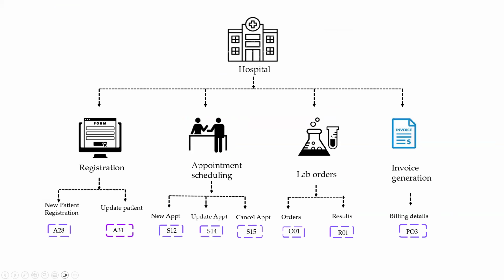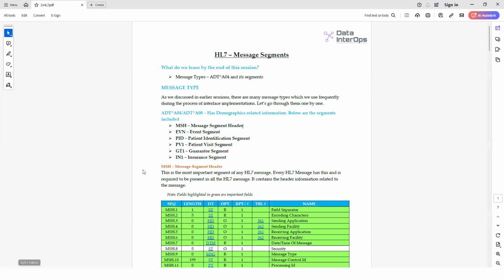So we will take a look at the structure of registration. We will take a look at the structure of appointments. We'll take a look at the structure for lab orders. We'll also take a look at the structure for invoices. Okay. So let's begin with the registration related message structures, which will be for ADT A04, A28, A31, A08, and so on.